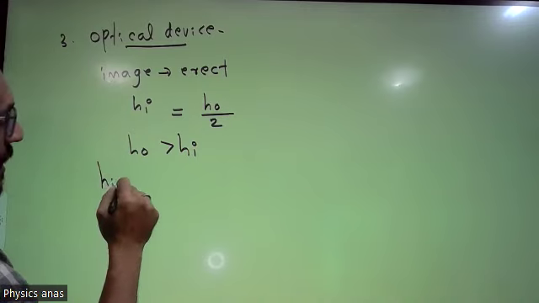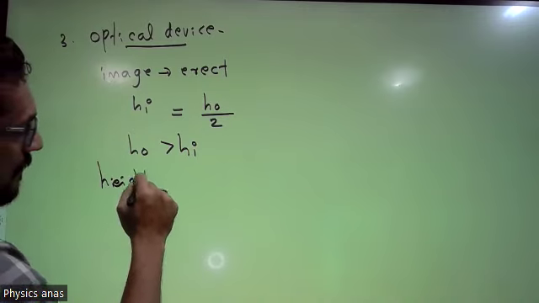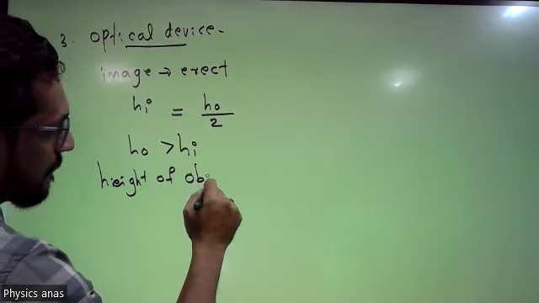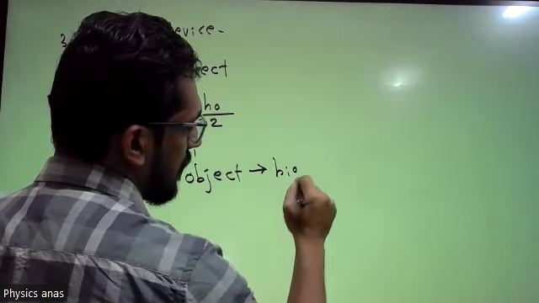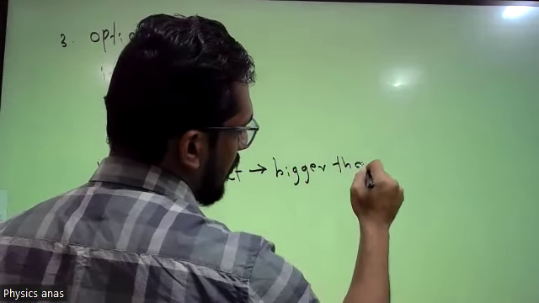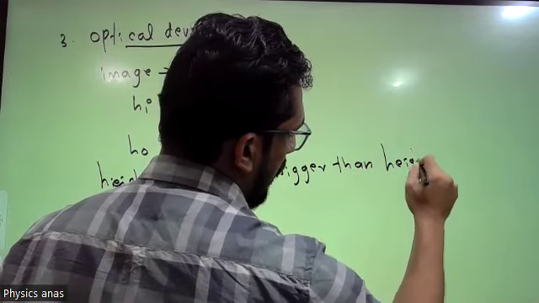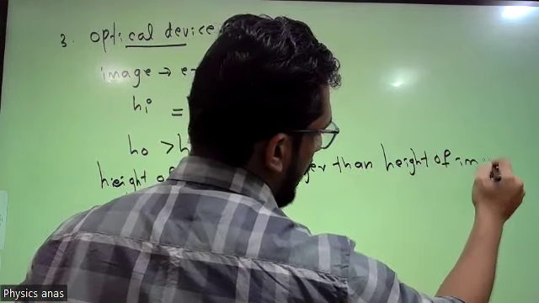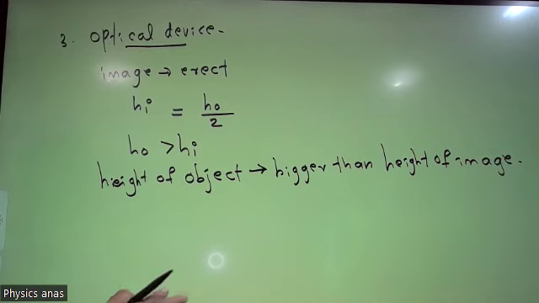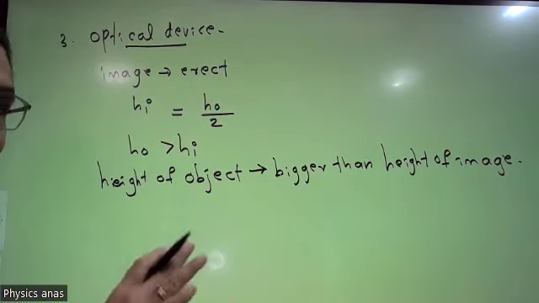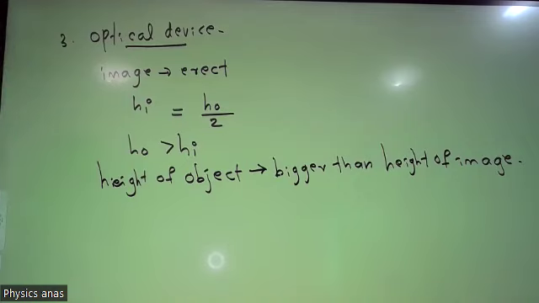I will just write: height of object is bigger than height of image. Or the size of the object is bigger and the size of the image is smaller. Then what type of mirror is this?